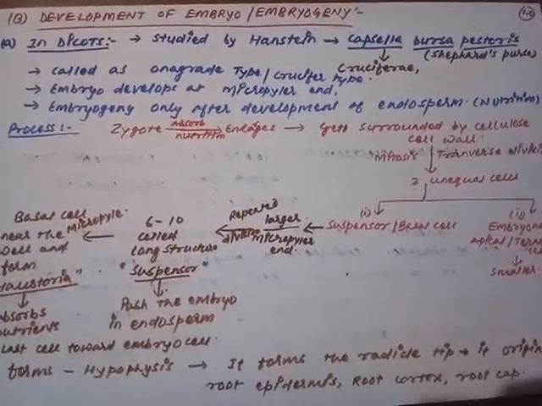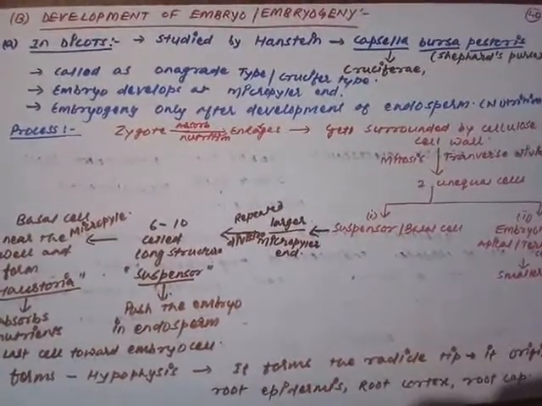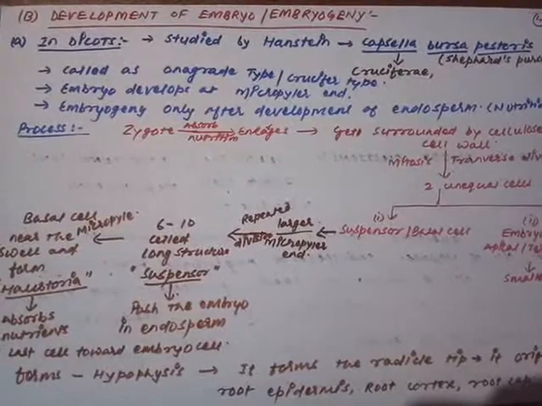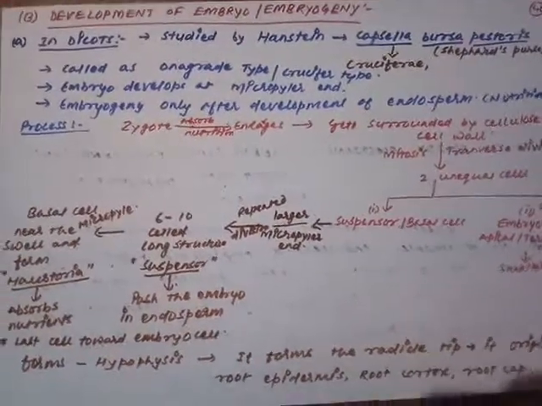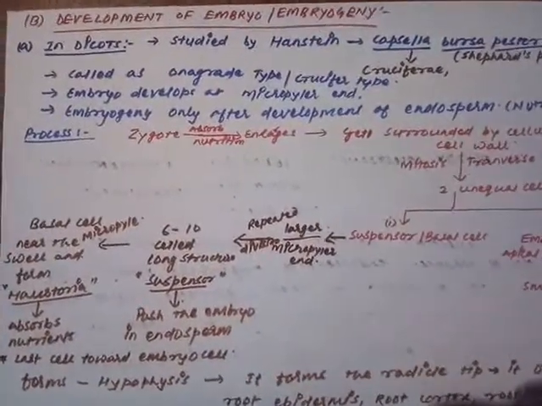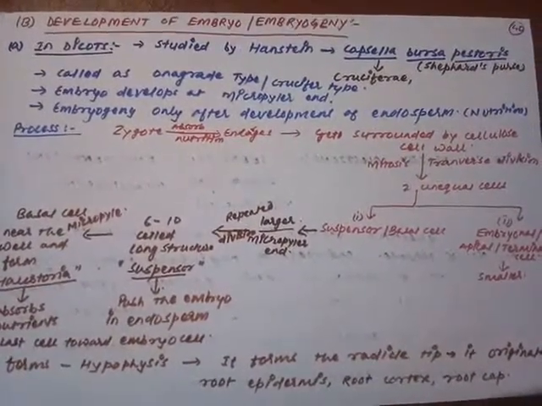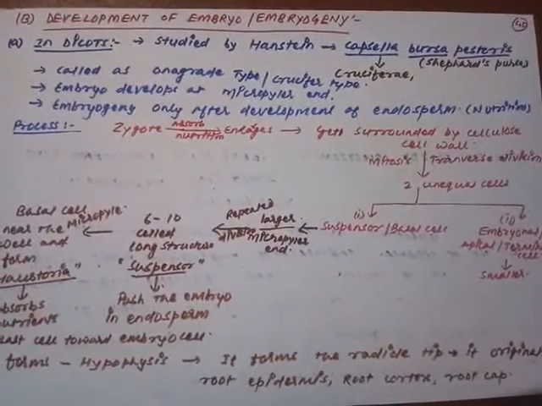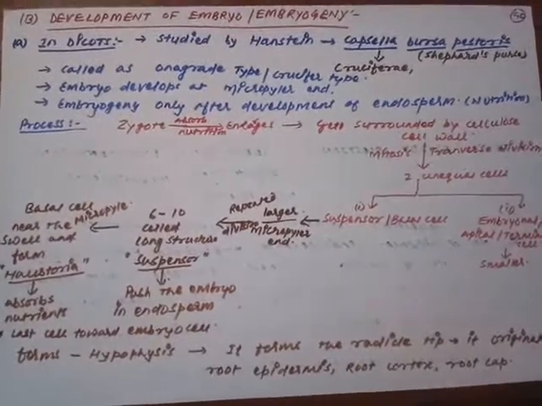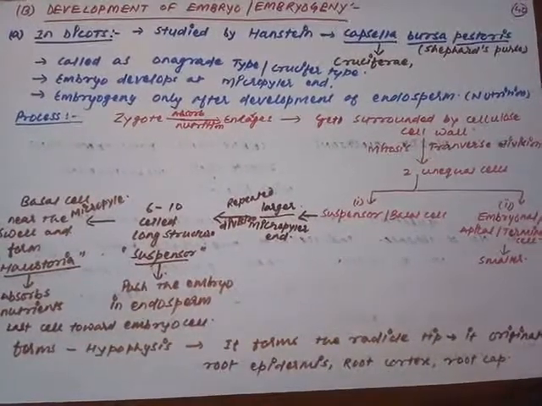Now we are moving on to the next one, that is the development of embryo or embryogeny. After completing the first step, that is endosperm development, we are moving on to the next step, called embryogeny or development of embryo. What is the meaning of embryogeny? Embryogeny is a process where the zygote is converted into a fully matured embryo, so that it could further proceed to seed formation and finally fruit formation.